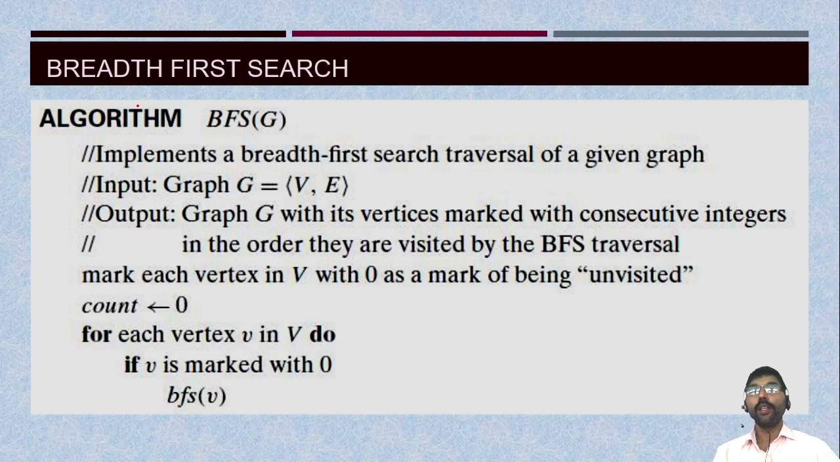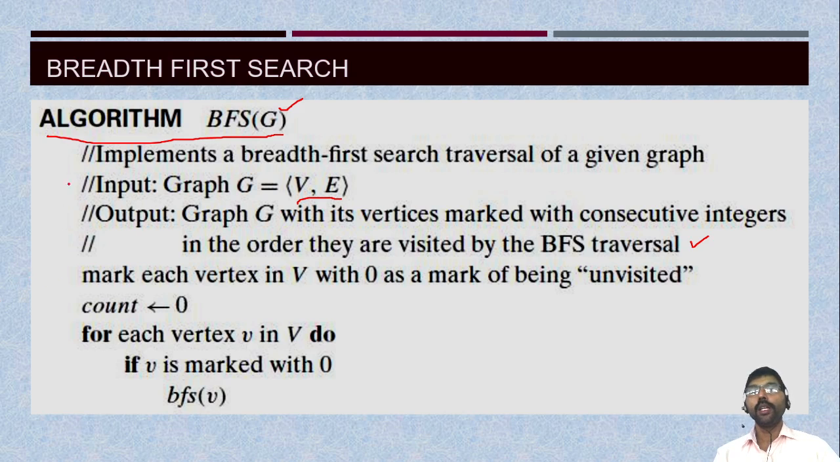Now we are studying here the algorithm for breadth first search. The breadth first search algorithm, here capital BFS, will accept a graph as the input. This graph contains vertices as well as edges, a set of vertices as well as a set of edges. The output of this will be a graph G with its vertices marked with consecutive integers in the order they are visited by the BFS traversal. It will return one integer array, which is nothing but the order of the visited vertices.